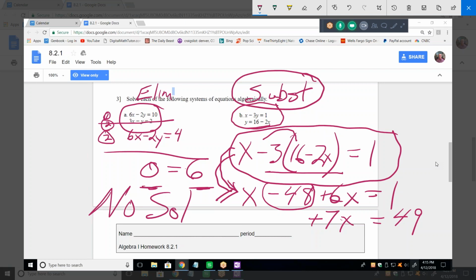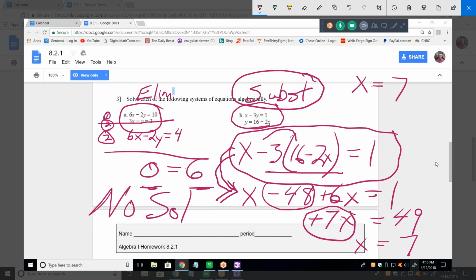Now you just gather like terms. I got an x plus a 6x, that's 7x. Got a positive coefficient, definitely leaving it on the left side, which means I got to take this negative 48, move it to the right side by adding 48 to both sides. Now I get a solution for one of the variables. In order to solve a system of equations, you always have to solve for both variables. So I know x equals 7.